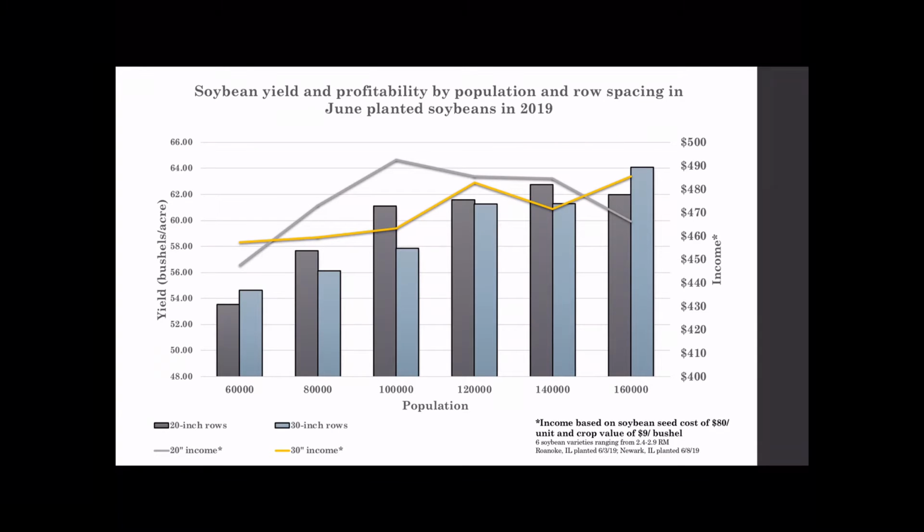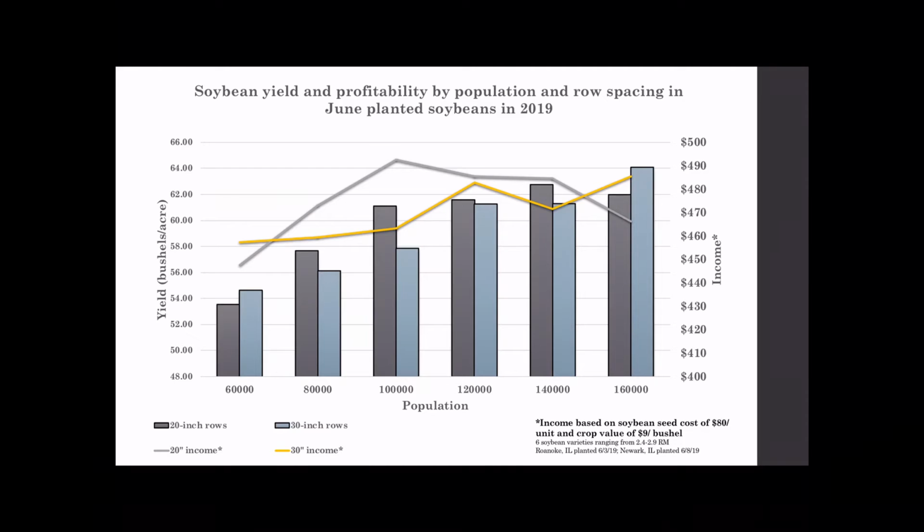What do we see from this data? So the first thing we see is that in the 30-inch rows, yield pretty much continued to increase with increasing population up to the 160,000, and we have no reason to believe that even at a higher population we wouldn't have continued to push yield.